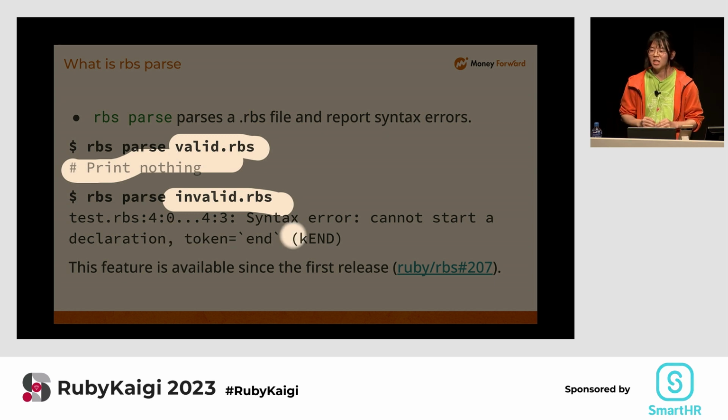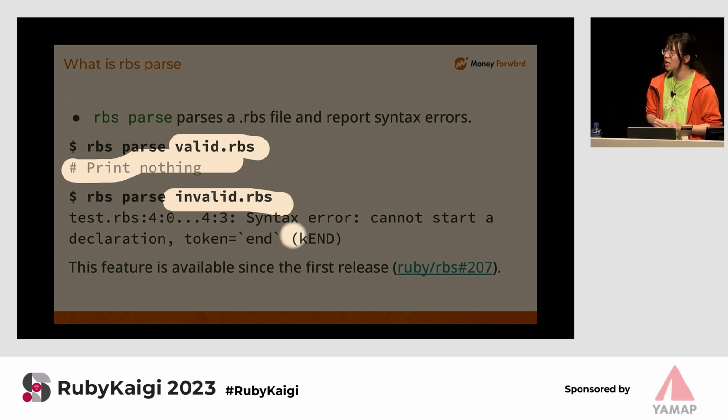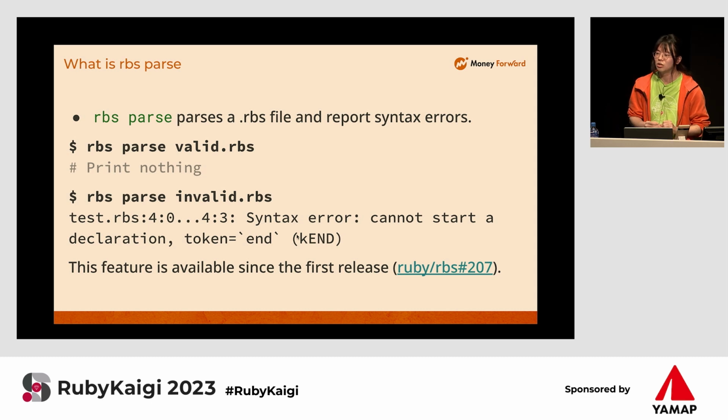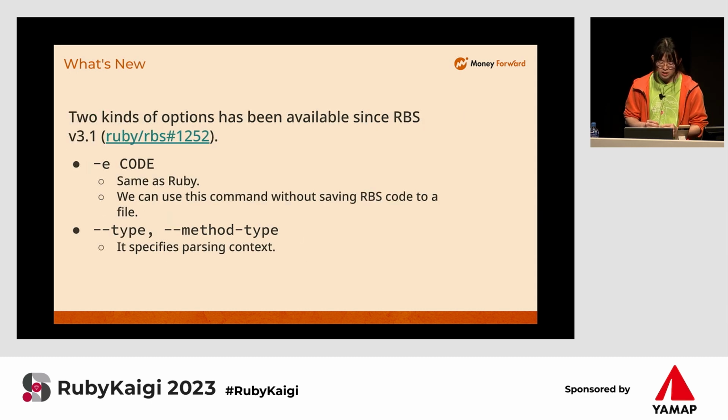This feature has been available since the first release of RBS, but I'd like to introduce it because I added a new option to this command. The option is -e and type and method type. The -e option is the same as in Ruby.